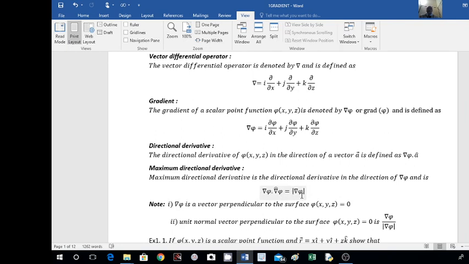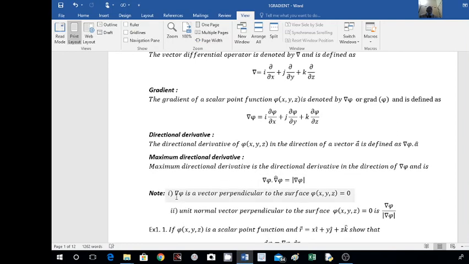This is nothing but the magnitude of del phi. Note that del phi is a vector perpendicular to the surface phi of x comma y comma z equal to a constant. Always this phi of x, y, z represents a surface, and del phi is a vector which is perpendicular to this surface at a given point. We call del phi the normal vector, and the unit normal vector is obtained by dividing the normal vector by its magnitude. So the unit normal vector to the surface is given by del phi divided by magnitude of del phi.